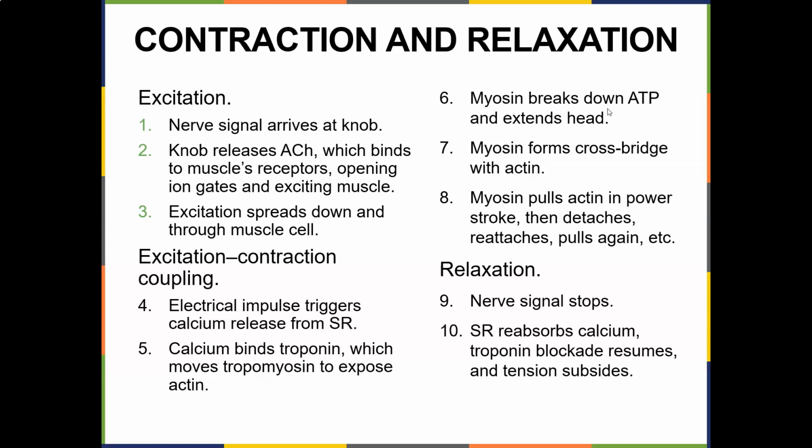Then myosin breaks down ATP and extends its head. Myosin forms a cross bridge with actin, and myosin pulls the actin in a power stroke, then detaches and reattaches. So it's like rowing, right? You guys go rowing, imagine the head going into the water, boom, attaching, and then moving forward. And then relaxation: the nerve signal stops, the sarcoplasmic reticulum reabsorbs the calcium, the troponin blockade resumes, and tension subsides. Excite, relax, excite, relax. Ten real steps in just a simple muscle contraction.